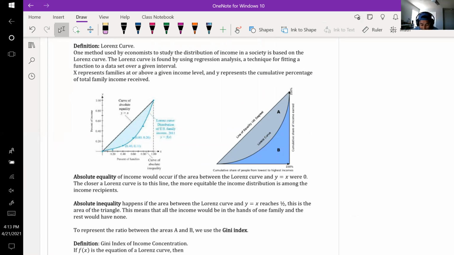All right. So, definition of the Lorenz curve. One method used by economists to study the distribution of income in a society is based on the Lorenz curve. The Lorenz curve is found by using regression analysis, a technique for fitting a function to a data set over a given interval. X represents families at or above a given income level, and Y represents the cumulative percentage of total family income received.